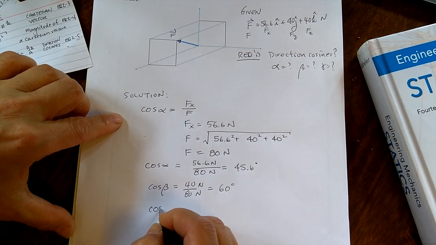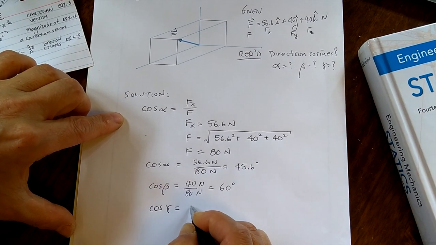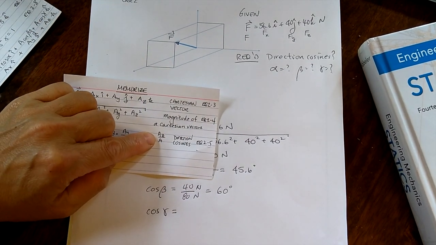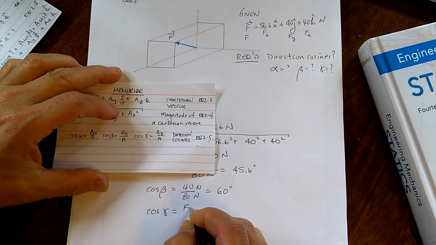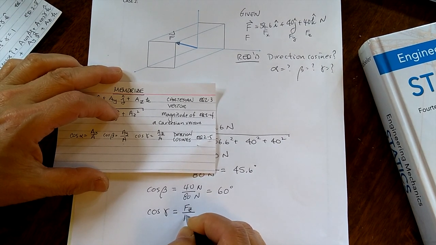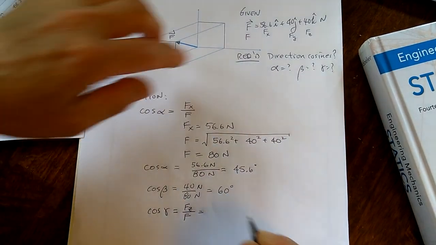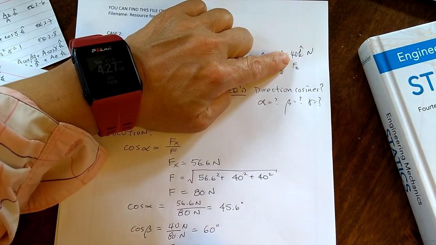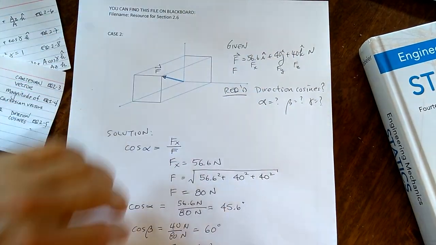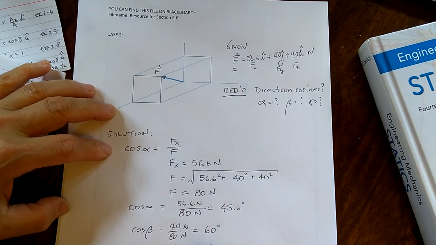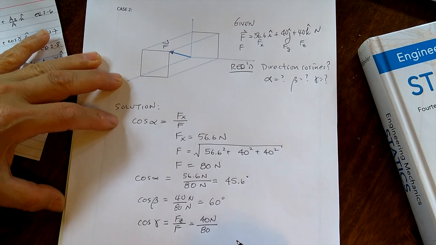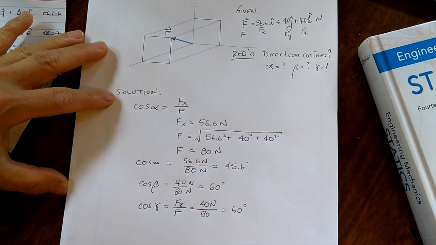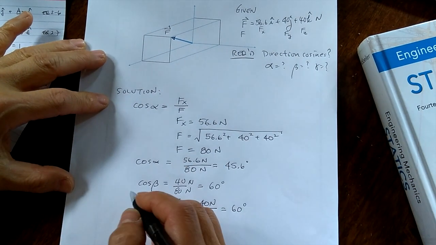And finally, cosine gamma is just the z component, Fz over F. That would give us the 40 newtons for the z component divided by the magnitude, which is 80 newtons, and that would give me 60 degrees. And that's the answer.